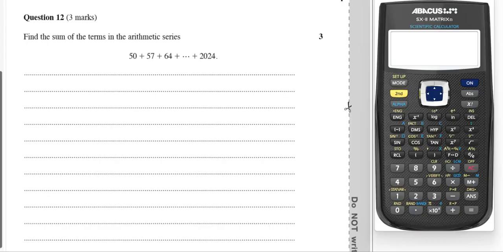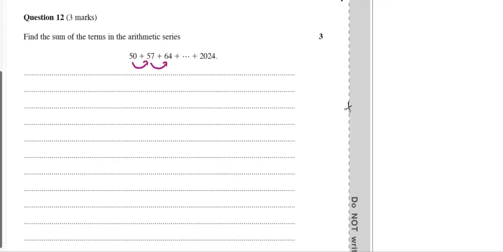Question 12. Find the sum of the terms in the arithmetic series as shown. Pause here to try yourself. Okay, so I'm told it's arithmetic, and I can see that that's the case because starting at 50, a equals 50, I'm adding 7 each time, so d equals 7.